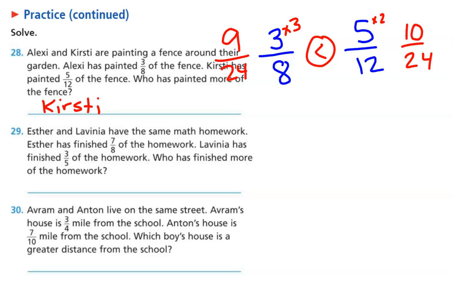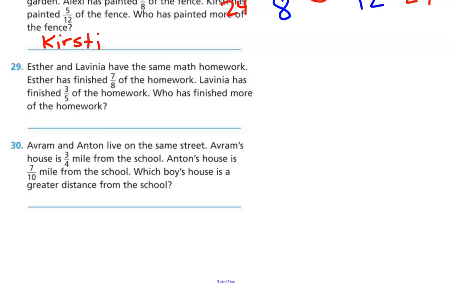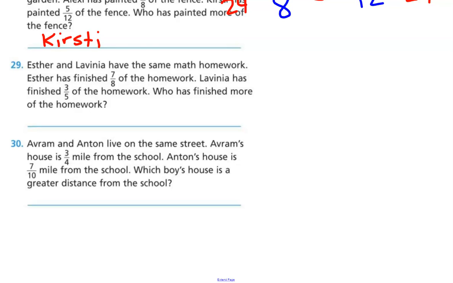Okay. Then we've got Esther and Lavinia. They have the same math homework. Esther has finished 7/8 of her homework, and Lavinia has finished 3/5. Going just with my gut here, I already think that Esther has done more, but we shouldn't just go with our gut. We should also find a common denominator to really compare.